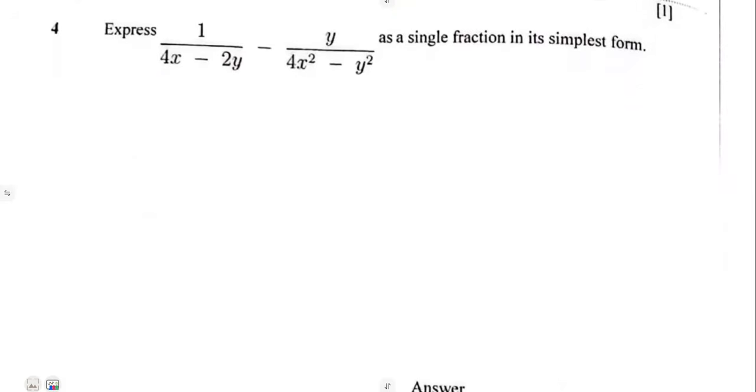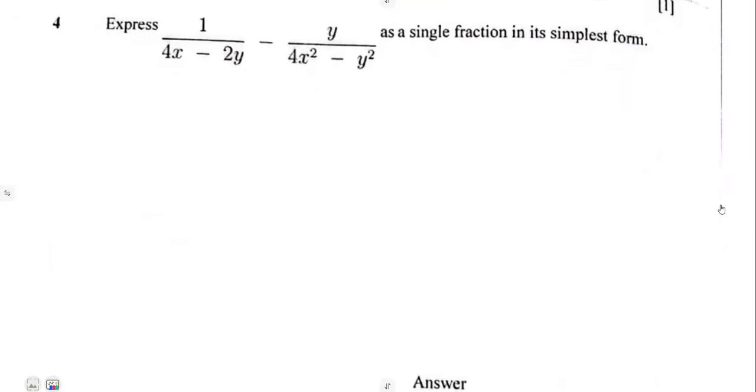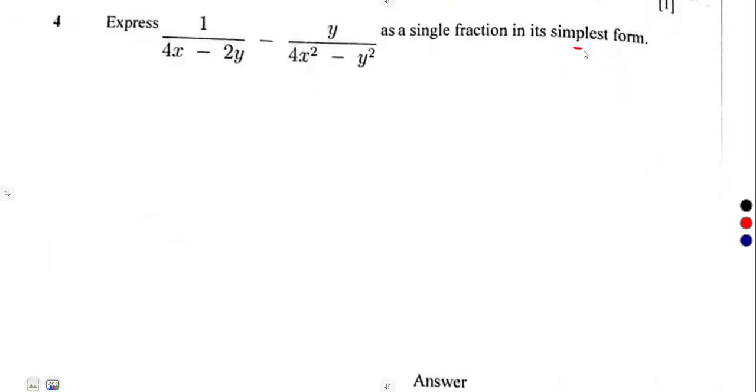Number 4, express this as a single fraction, all right? As a single fraction in its simplest form. All right, so let us do the factorization. Here we can factor out the highest common factor, which is 2. So that was going to be 1 over 2. Then 4 divided by 2, that's 2x. 2 and 2, that's negative y that you're going to have, minus y over 4x squared minus y squared.